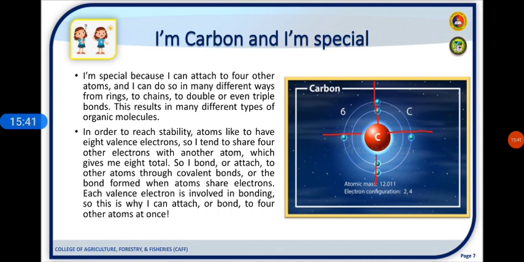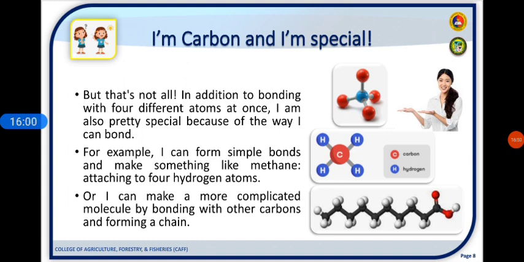Later on, we're also going to tackle how to get the valence electrons and how the covalent bonds are formed in lesson 2. In addition to bonding with 4 different atoms at once, carbon is special because of the way it can bond. It can form simple bonds and make something like methane. Like I said, methane is the simplest hydrocarbon. This is the very first and easiest representation of why carbon always forms 4 bonds.